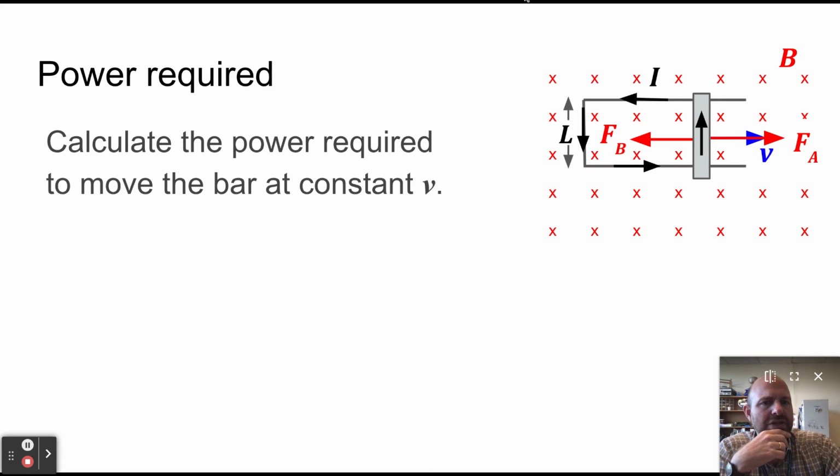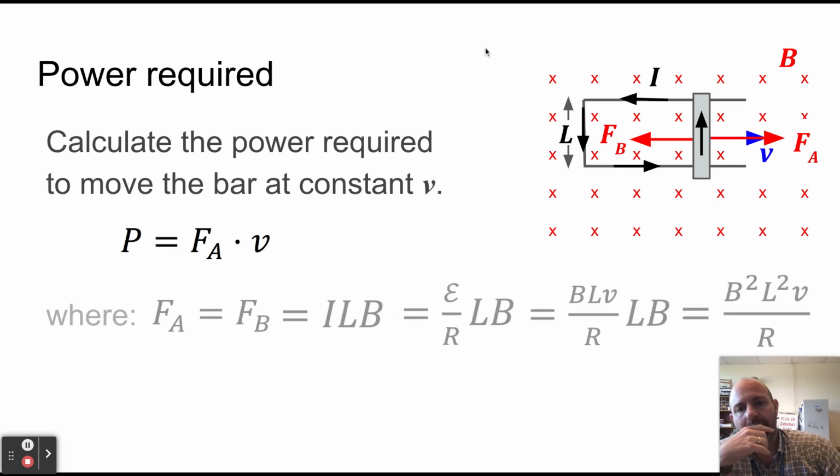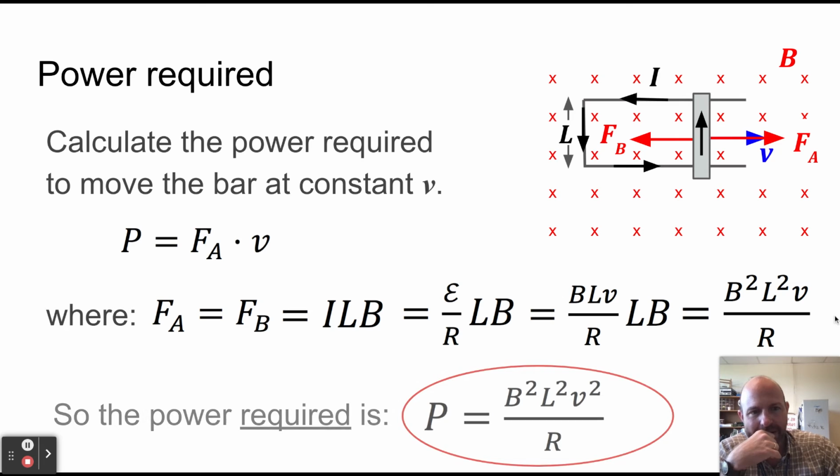Another way to think about this is in terms of power and energy. How much power is required to maintain this constant velocity? Well, if you remember back to our mechanical energy discussion, power is the applied force multiplied by the velocity. And so we can figure that out, right? The applied force is equal to F_B, which is ILB, which is all of this. So we end up with B squared L squared V over R, where R is the resistance of the circuit. So the power required is B squared L squared V squared over R.